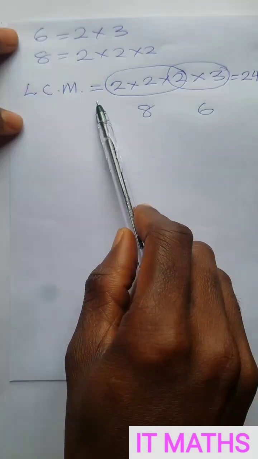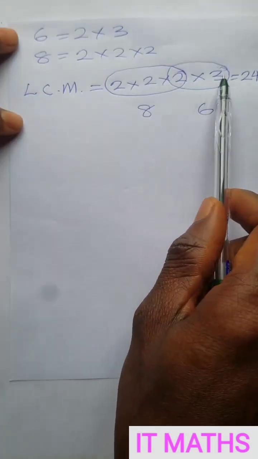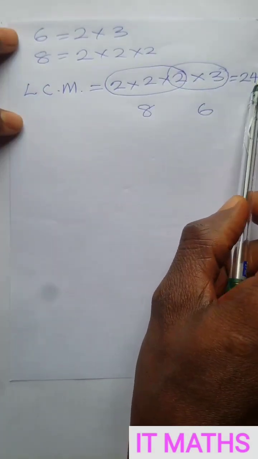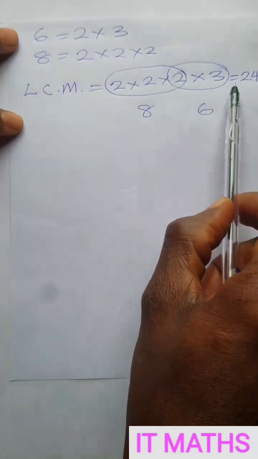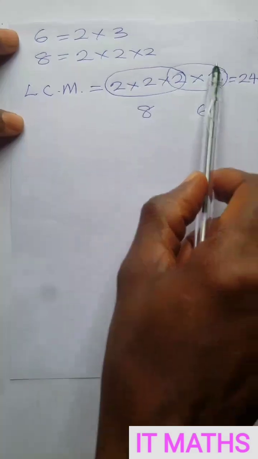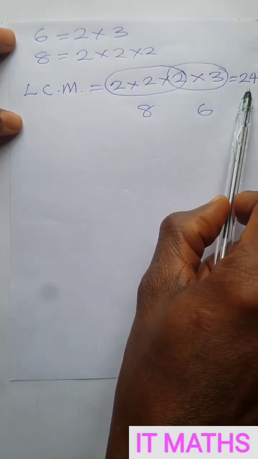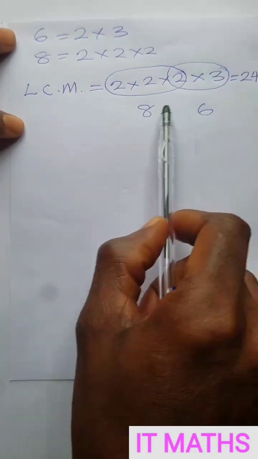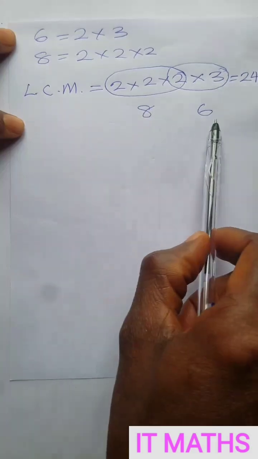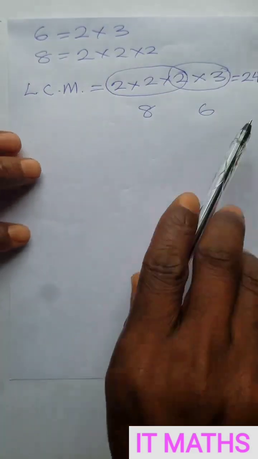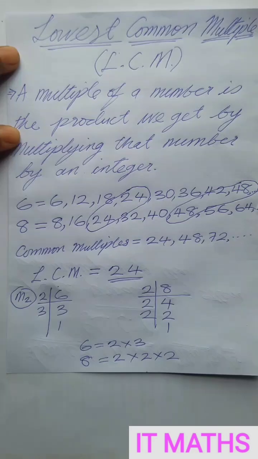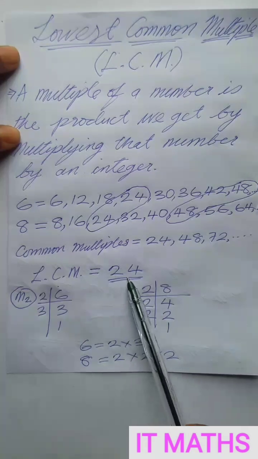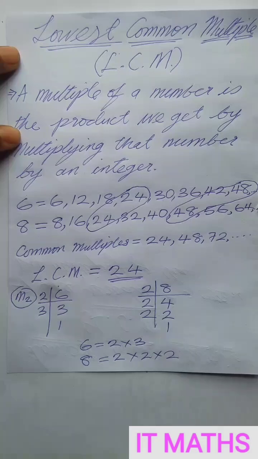What did I say? Inside my 2 times 2 times 2 times 3, which is 24, I have a factor called 8, and I also have a factor called 6. So 24 becomes the lowest common multiple of 8 and 6. Remember, 24 is the answer we got by using the first method, right here. So whichever method you use, you still arrive at the same answer.